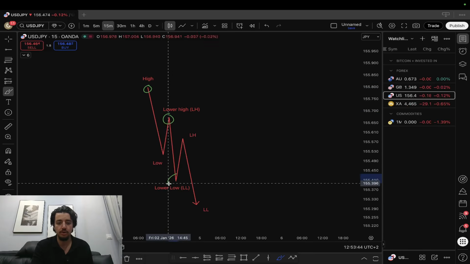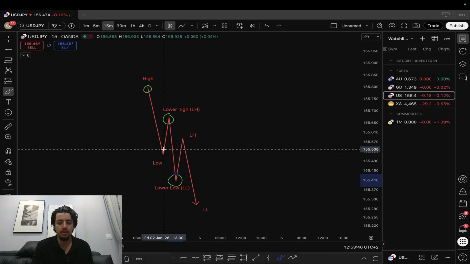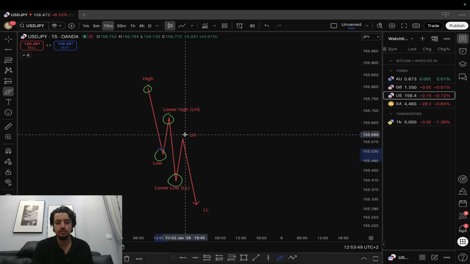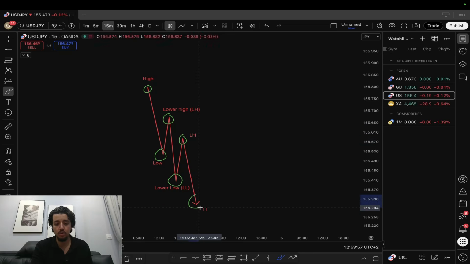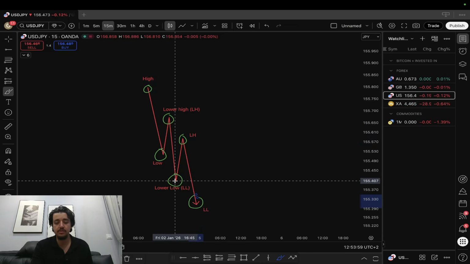And why is this called a lower low? Because this low is lower than this low. Same here, lower high. Why? Because this high right here is lower than the high before it. And this is called the lower low because this low is lower than the low before it. That's it. That's how simple it is.